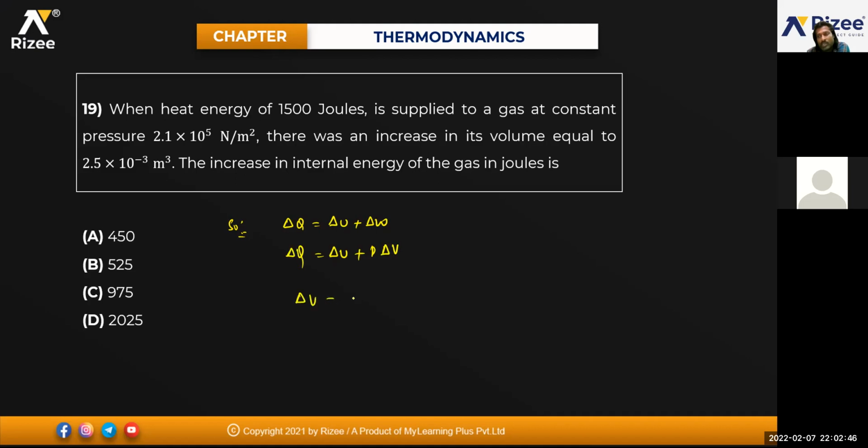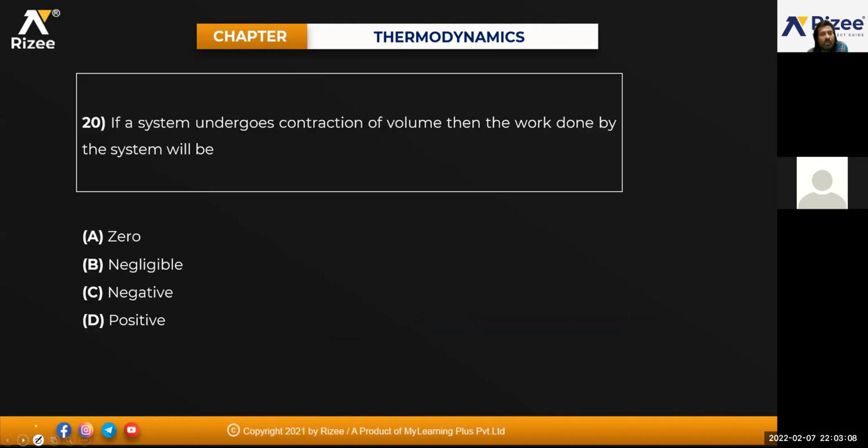So internal energy will be equal to how much for me? Delta Q minus pressure into change in volume. So delta Q is given how much for me? 1500 joules minus this one is 2.1 into 10 to the power of 5 into this one is 2.5 into 10 to the power of minus 3. To simplify it, we'll get the answer for this. I'm leaving the calculation for you. Just try to do the calculation on your own.